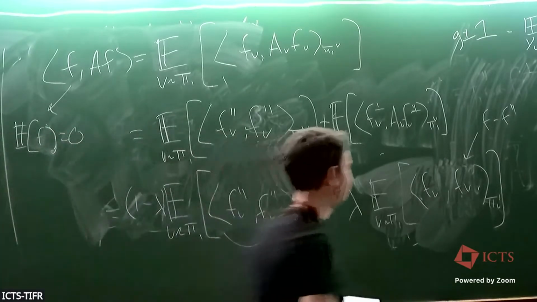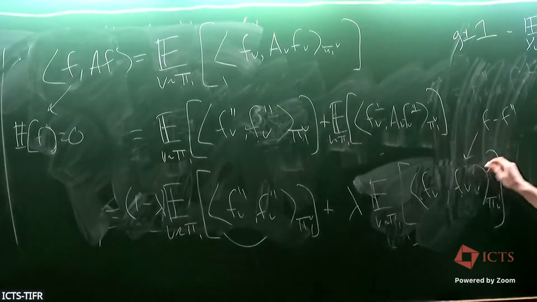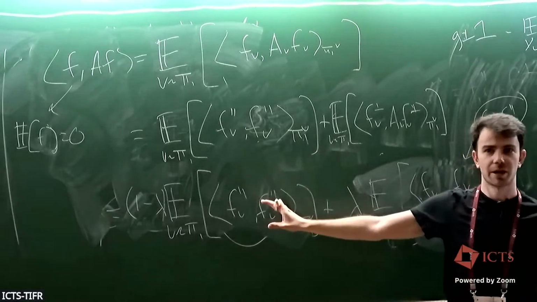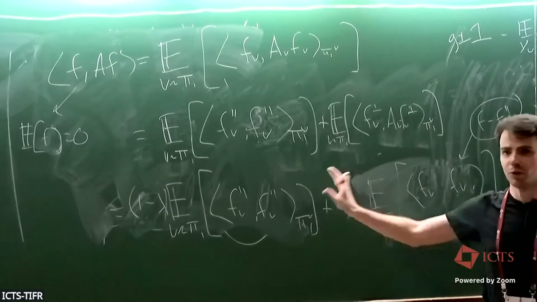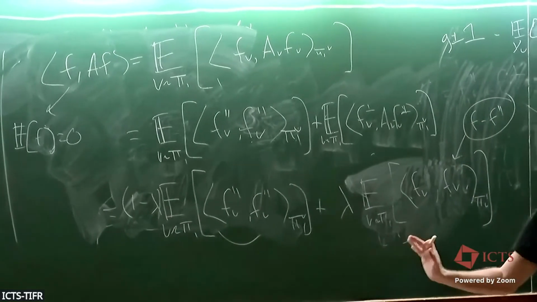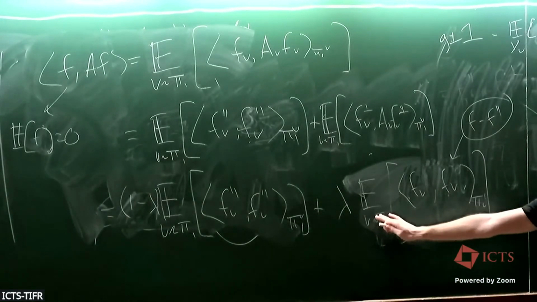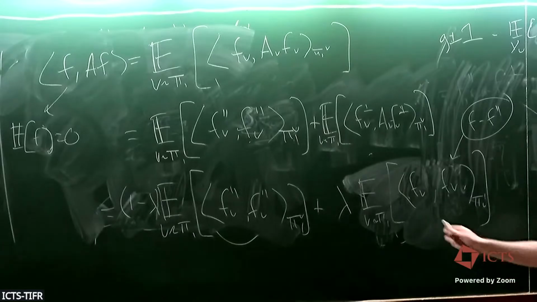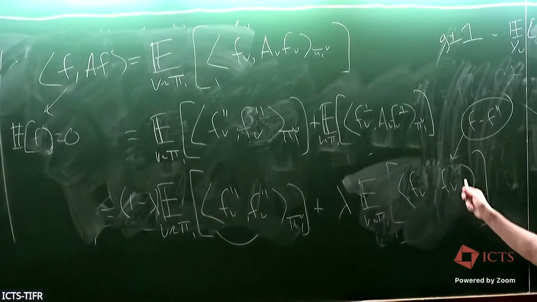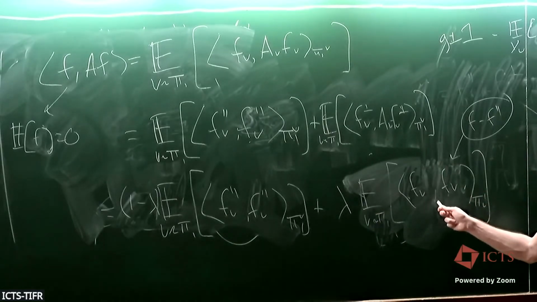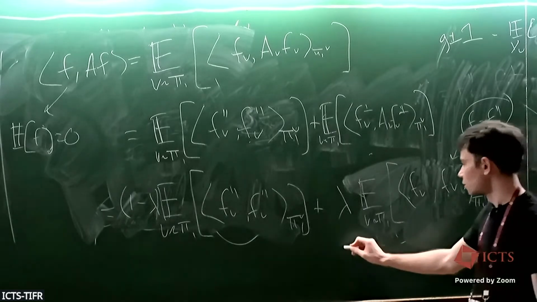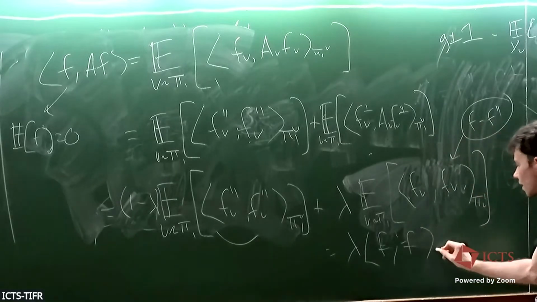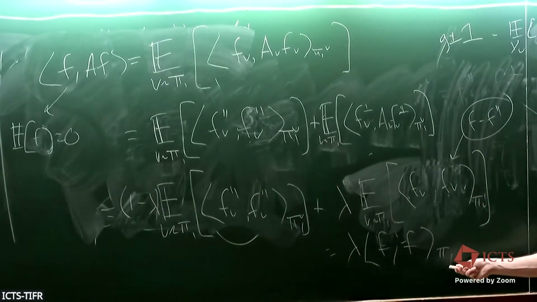All I did was write the original F_V perp as F minus F parallel, and then I grouped together the F parallel terms. I haven't actually done anything, I just reorganized the terms. I did this so that I could get this expectation to look like Garland's lemma, right? Garland's lemma said that the expectation over V of the inner product of the local F_V with itself is just equal to lambda times the global inner product of F with itself.